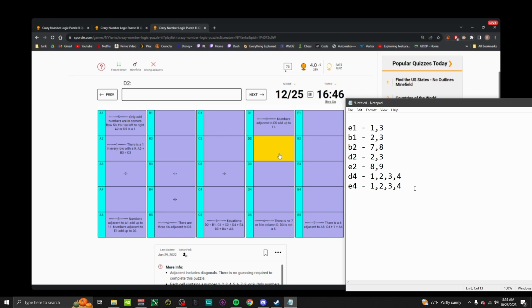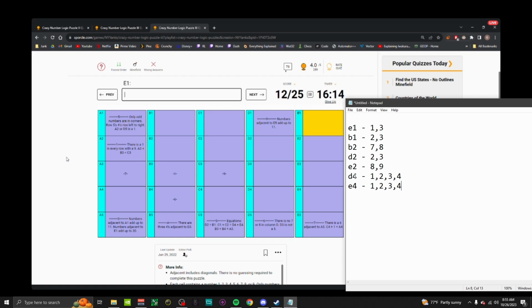It can be, but it's very unlikely that it's 2 or 3 because D2 has to be 2 or 3. So there's no guarantee. D2 has to be 2 or 3. Also, E1 has to be an odd number. Yeah, it's a 1 or a 3. We don't know anything else about it. It's just that it is odd.